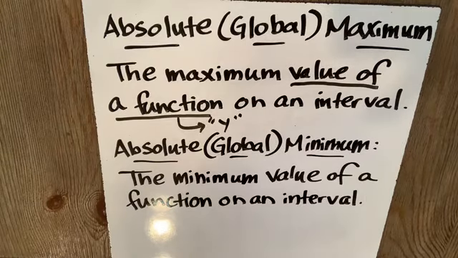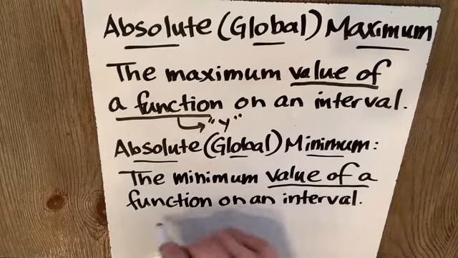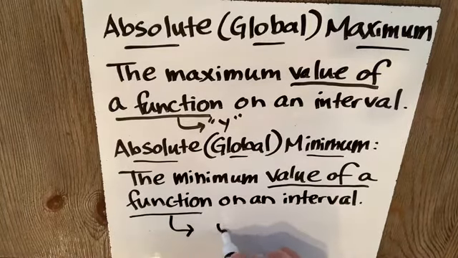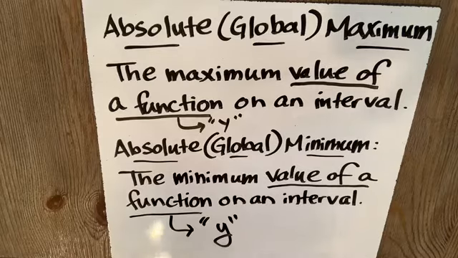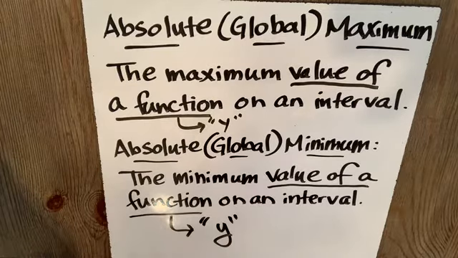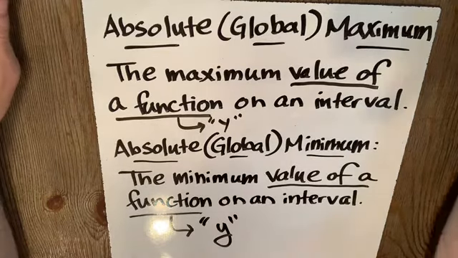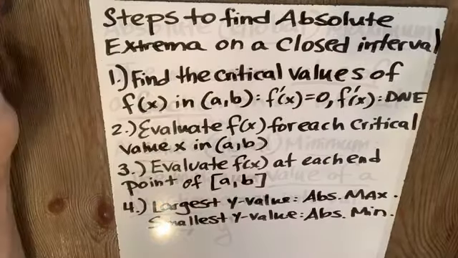The absolute or global minimum value of a function on an interval will be the minimum value of the function. Again, when we see this value of the function, we have to be able to read that they're talking about the y coordinate, the lowest y coordinate on an interval. Where that occurs is the x value. But what is that value? That's the function value, the y value.